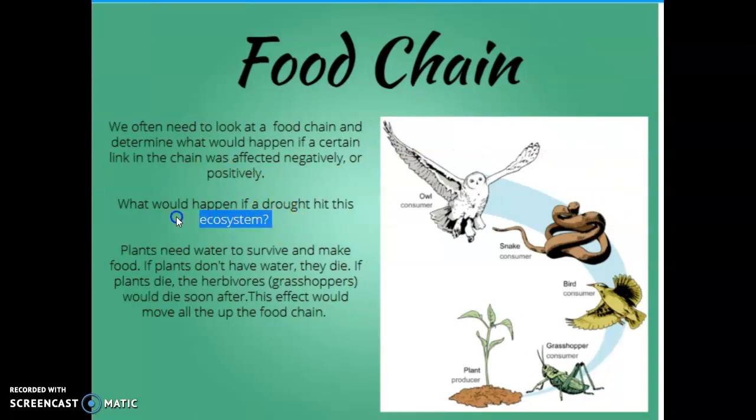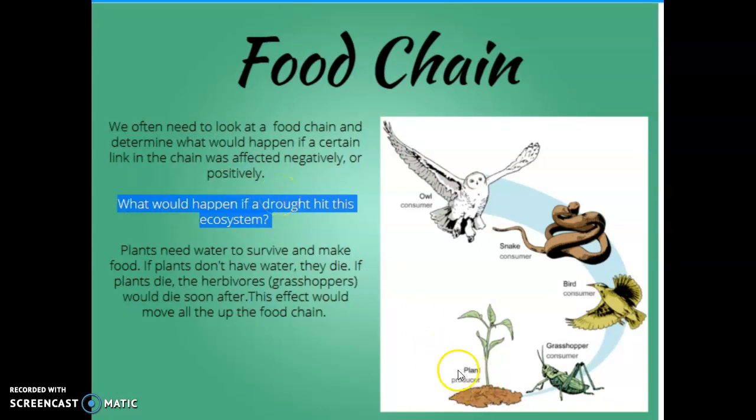And this one, we said, what if a drought hit the ecosystem? And we learned that drought means little to no water in an area. So the first thing affected by that is plants, because we know that the abiotic factor of water affects plants. And then that would affect the consumers, from the first level consumer to the second level consumer to the third level consumer to the quaternary consumer.